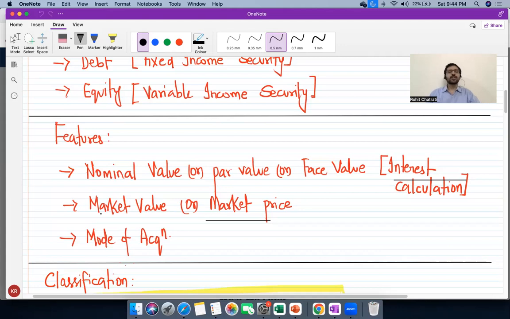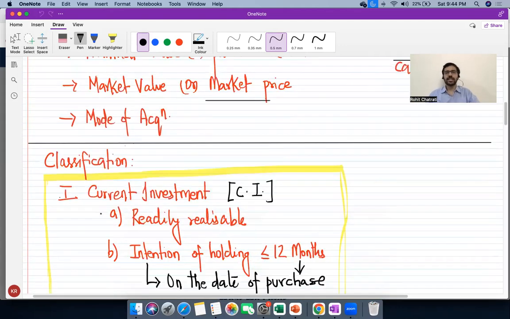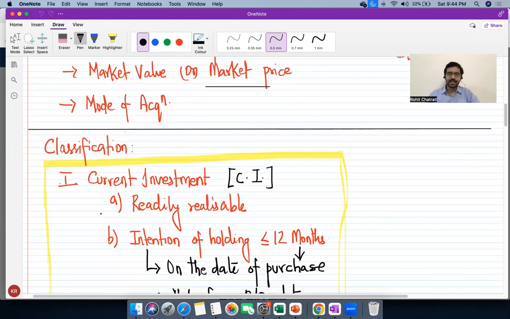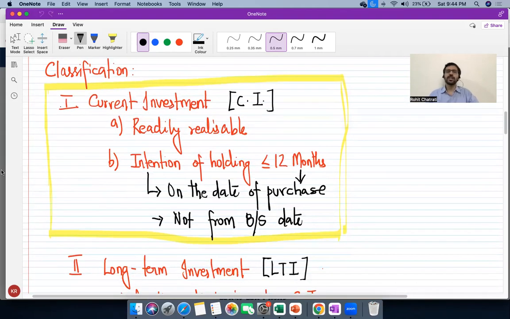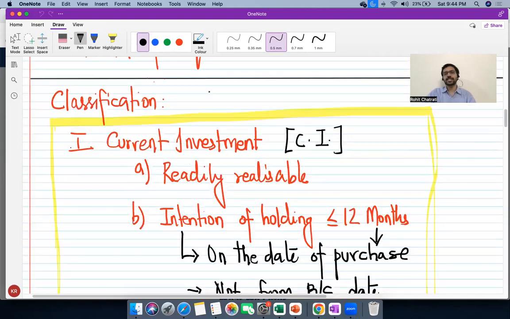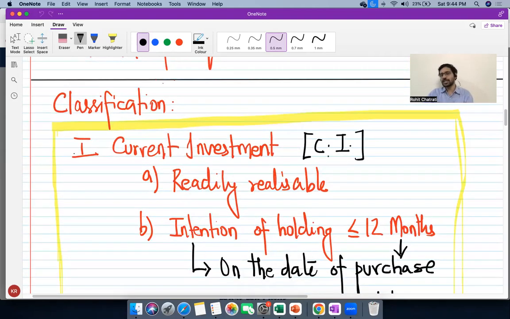Now, AS 13 classifies all investments into two categories. One is called current investment. The other is not called non-current. It is called long-term investment. All right. Generally, you would presume that opposite of current is non-current. They have called it as long-term investment. All right. I am going to refer to current investment as CI. All right. The short form is CI.